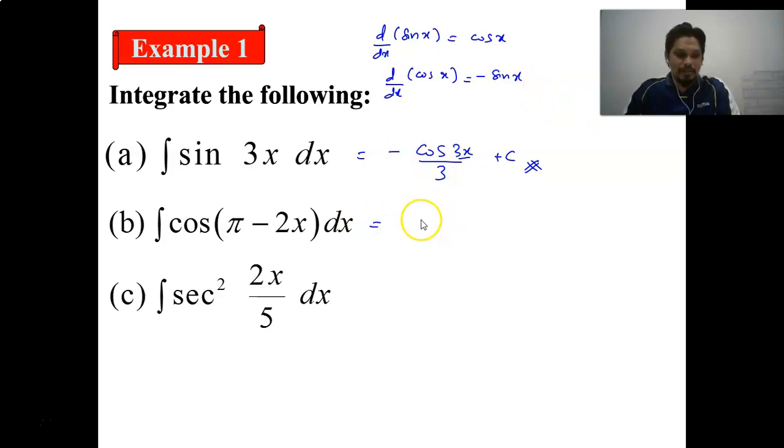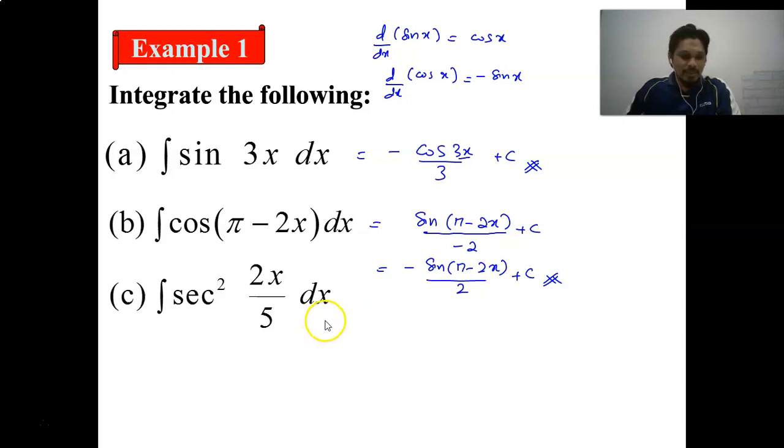Integral of cos of pi minus 2x. Integral of cos gives you sine, divided by the derivative of pi minus 2x. Pi is a constant, and differentiate negative 2x equals negative 2. So it is negative sine of pi minus 2x divided by 2, plus c.